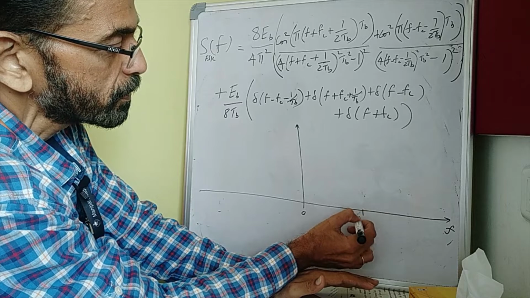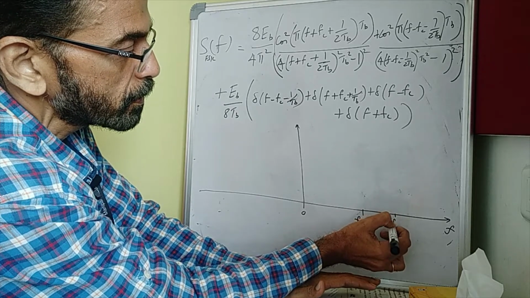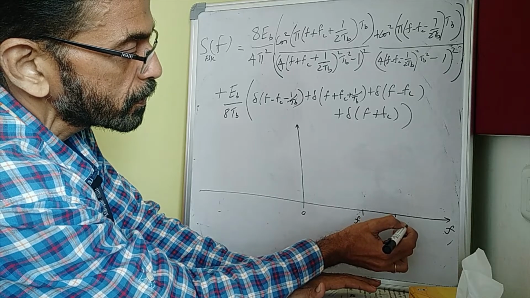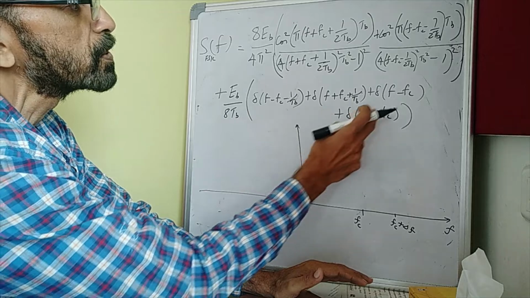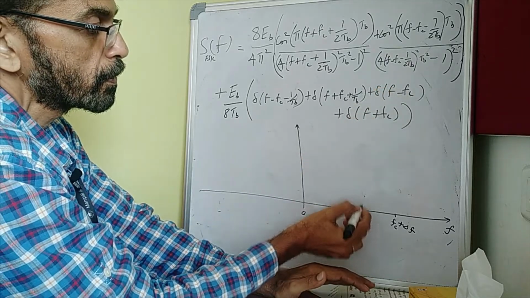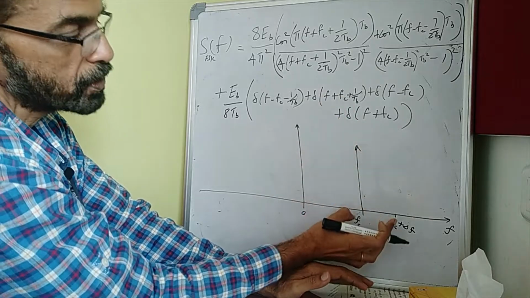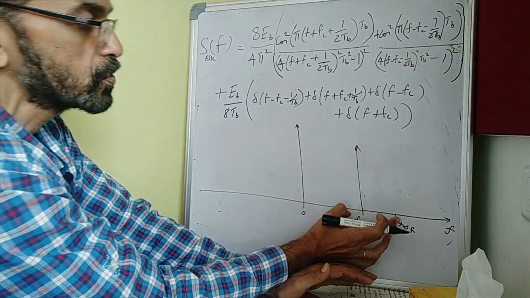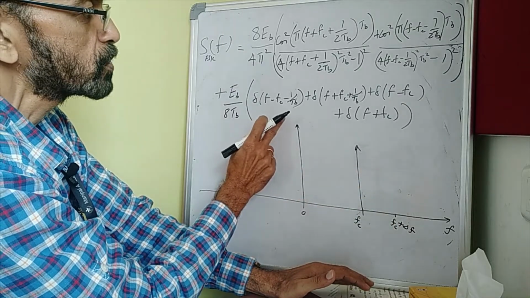Maybe I'll write here Fc and Fc plus delta F. So there is one impulse at Fc, which is this. Strength is this. I will not mention it because what we are really bothered with is the bandwidth. The other one is Fc plus delta F.